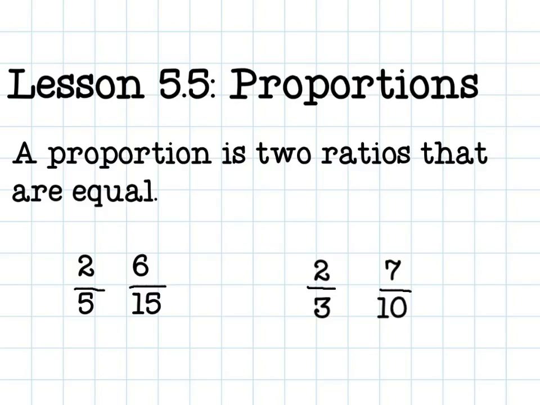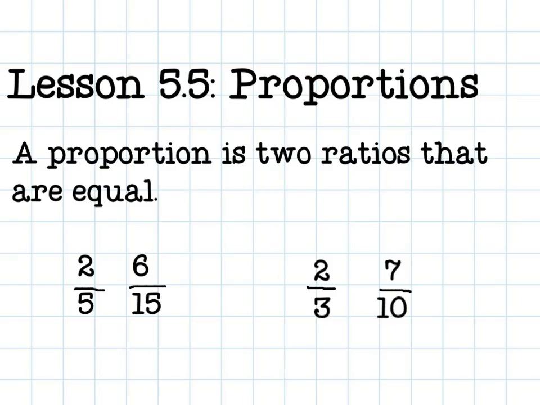Lesson 5.5, Proportions. A proportion is two ratios that are equal. For example, I have two sets of fractions written at the bottom. One represents a proportion and one doesn't. The way we prove whether or not it is a proportion is to see if both fractions are equal. We can use cross products to do that.